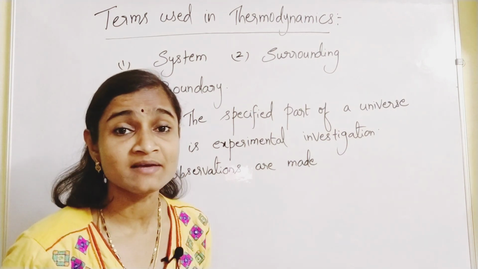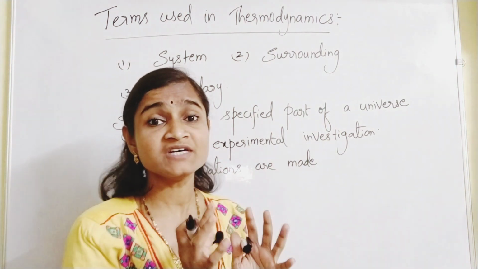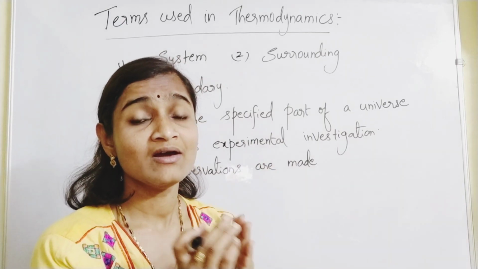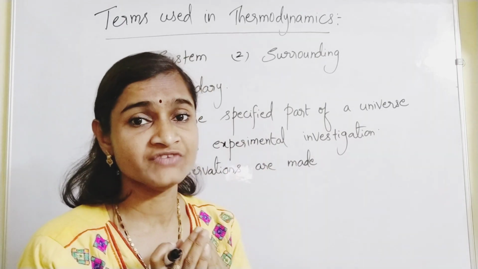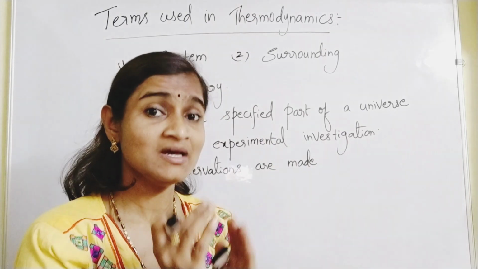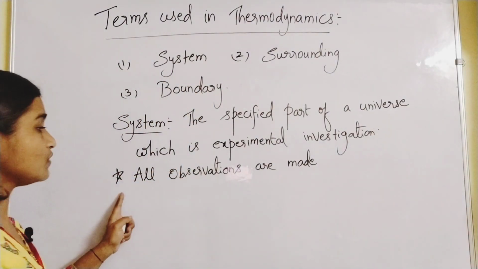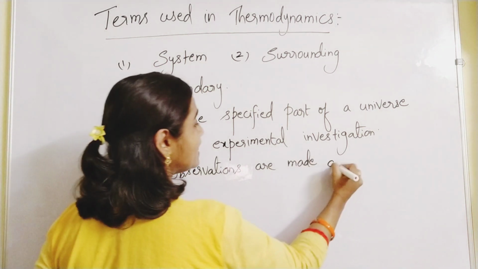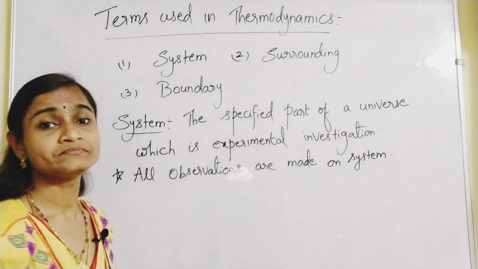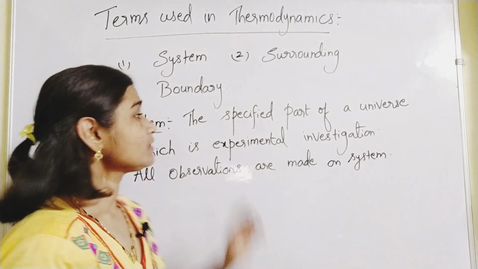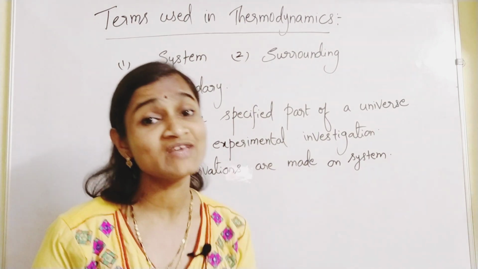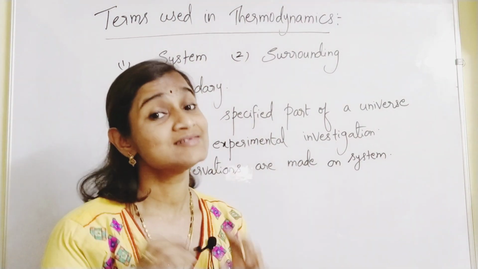If any thermodynamical process is happening, then we have to observe the process, and where the process is going on and what you are observing, that specified part you are calling with the term system. So all observations are made on system. A specified part of universe which is under experimental investigation is called system.